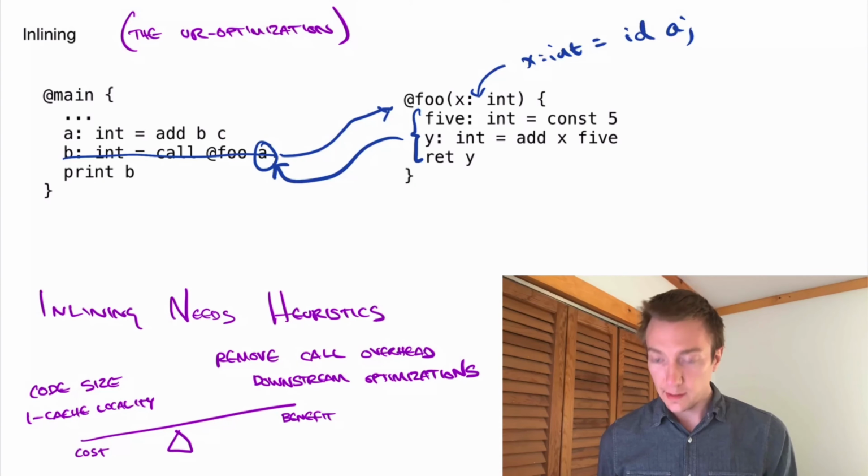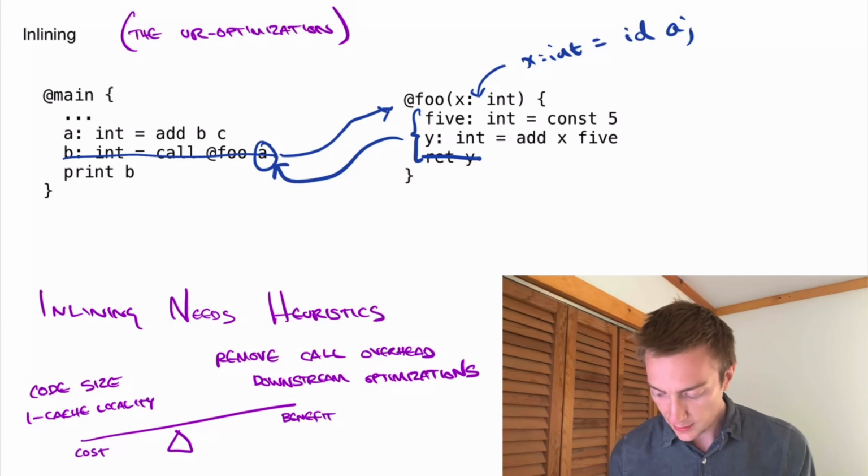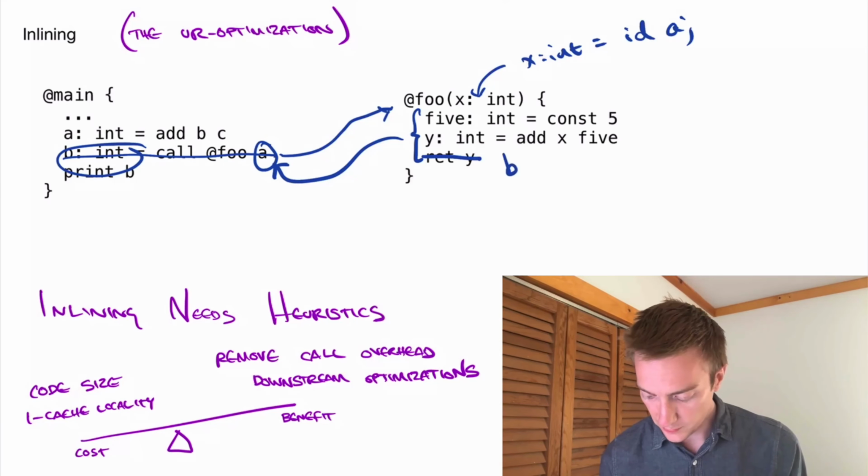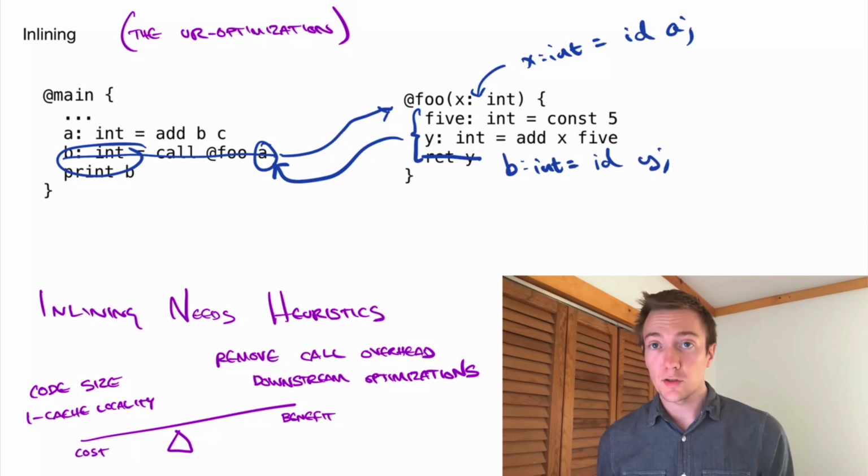Then I need to deal with the return value. I, of course, don't want to return from this function here. Instead, I need to assign into the same thing that came from the function call. So I'll say b:int equals id of y. And then I've sort of simulated the effect of returning the value y and then putting that in the variable b in the main function.